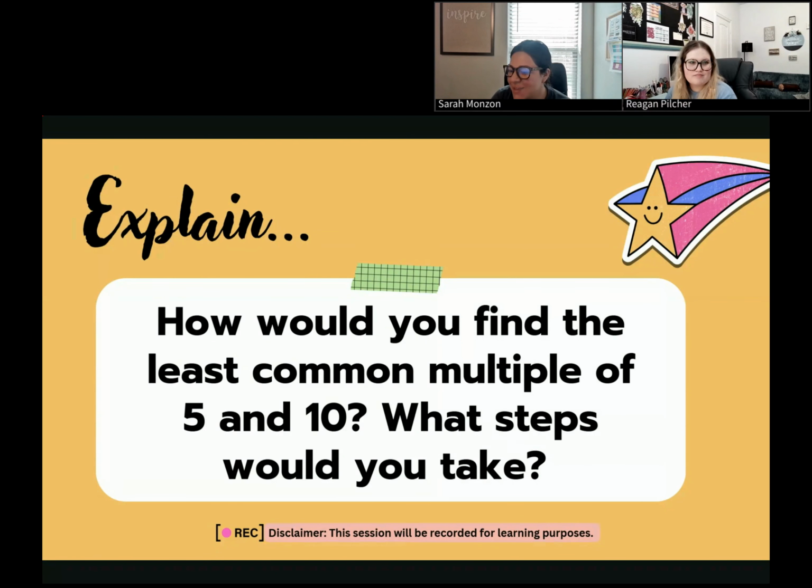You're still able to, we are on slide 5. I just switched it to student paste. So if you will navigate over to slide 5, and then again, on my present screen, the class share, I have the question. How would you find the least common multiple of 5 and 10? What steps would you take? So you're either writing that out, or you are doing a voice recording.